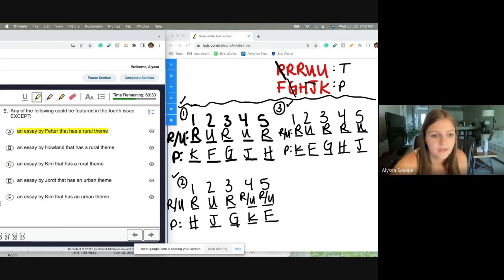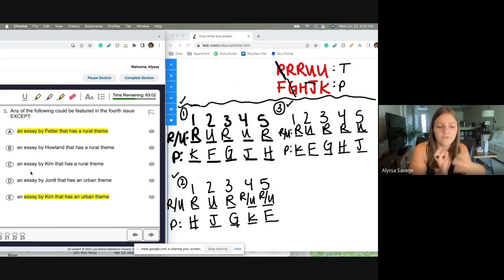Or actually, I'll do this. We like A, we like E. Okay. So we're looking for any of the following could be featured on the 4th issue except. So another except question. Remind yourself the correct answer is the one that's not going to happen. So if my answer choice can happen, it's wrong. And repeat that to yourself every time you go into an answer choice because it'll always recalibrate what you're thinking.